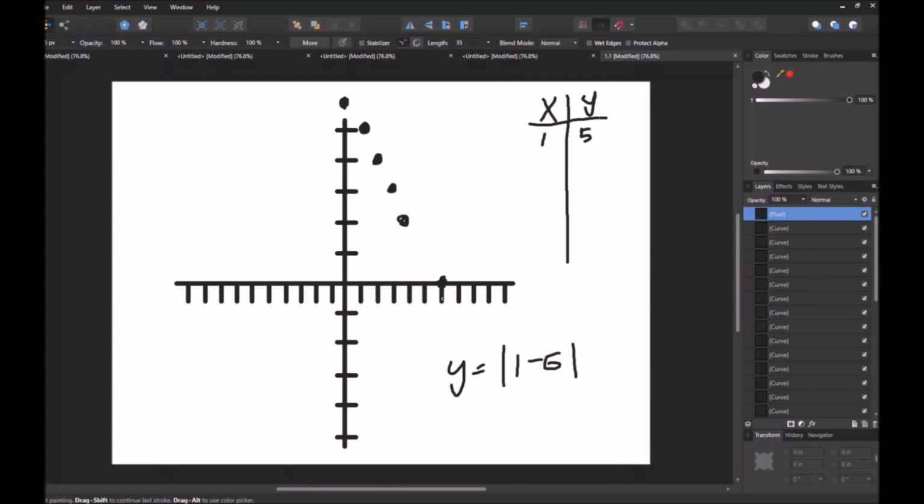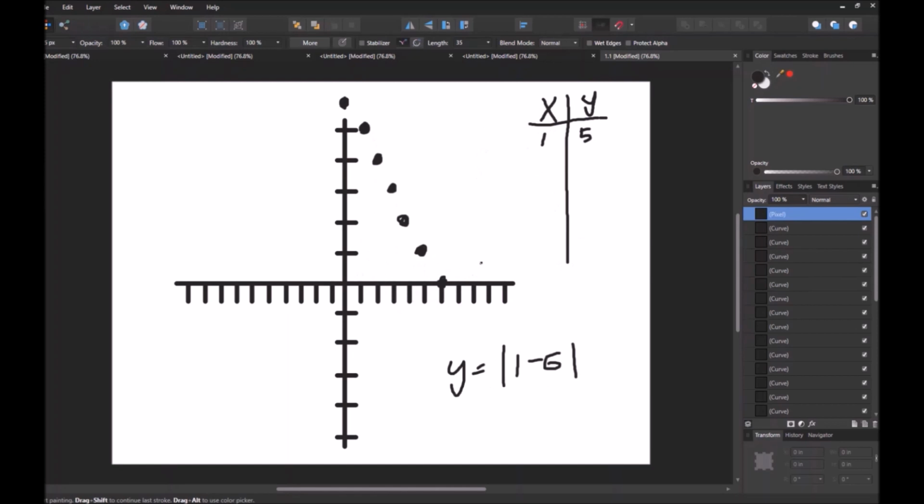Until we get to x equals 5. 5 minus 6 is negative 1. The absolute value of negative 1 is 1. So we have our point 5, 1. And then we get here. And 6 minus 6 is 0. The absolute value of 0 would just be 0.